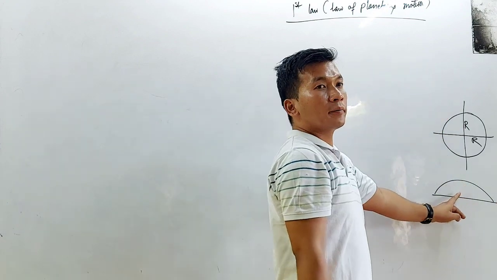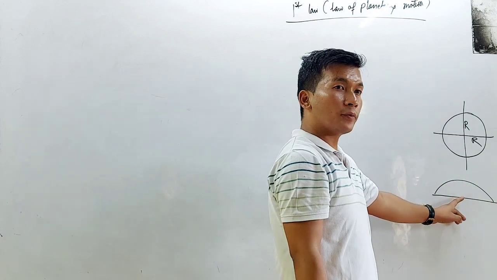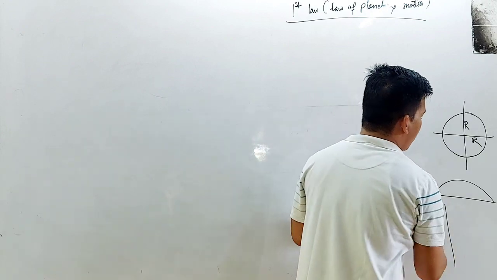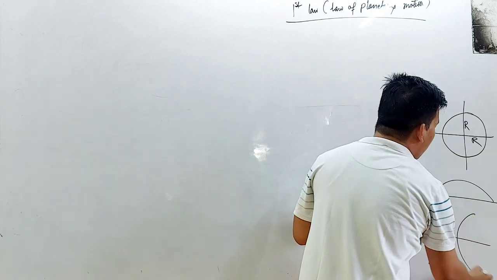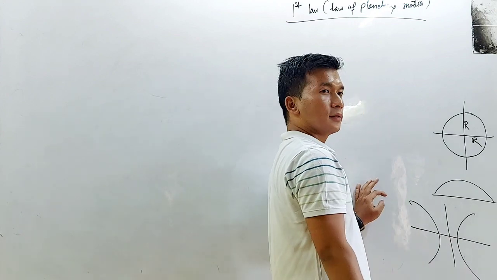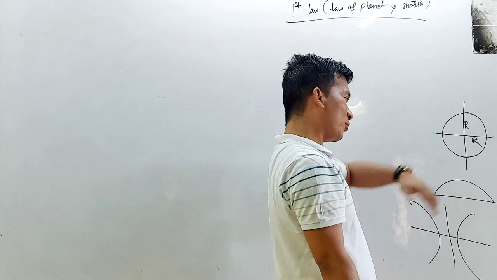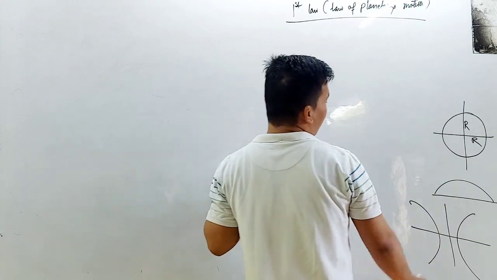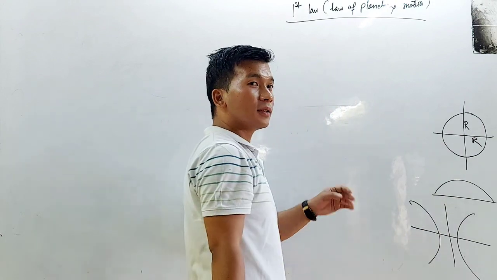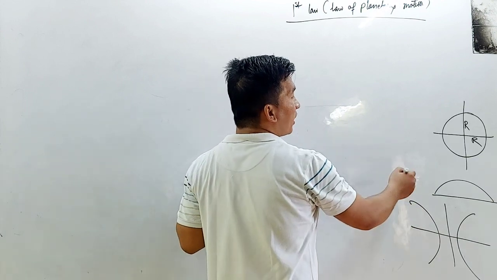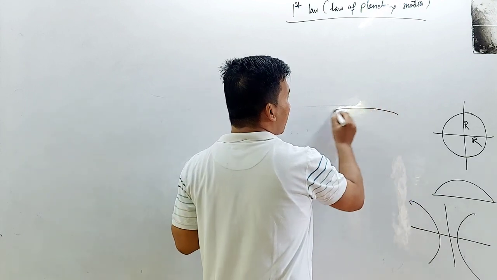Parabola, hyperbola. Next is the elliptical orbit. The elliptical orbit should be like this.